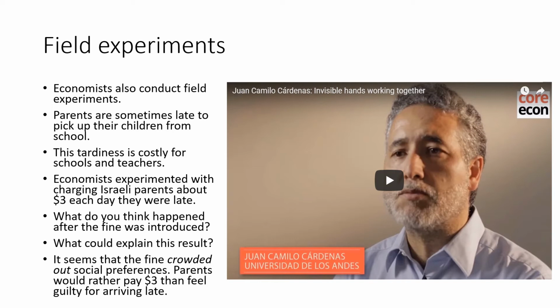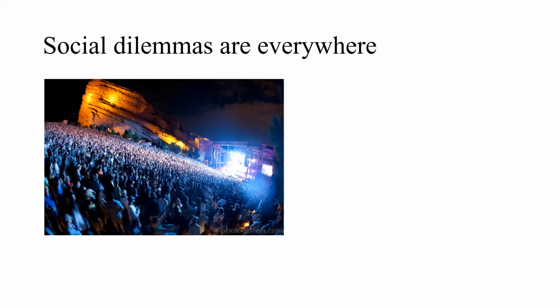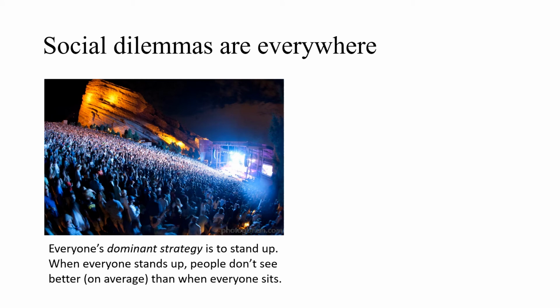And as you can see, after all these examples that I've tried to provide in the previous video lecture and this one, social dilemmas are everywhere. For example, in a party situation, everybody's dominant strategy is to stand up. When everyone stands up, people do not see better on average than when everyone sits, and standing is unpleasant.